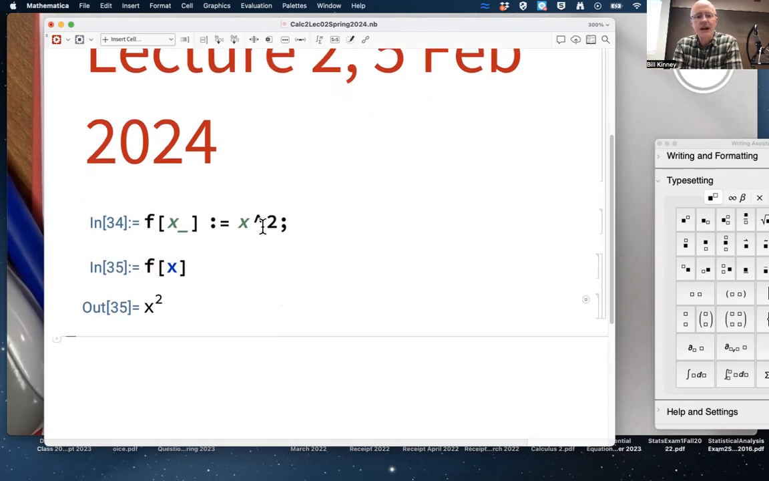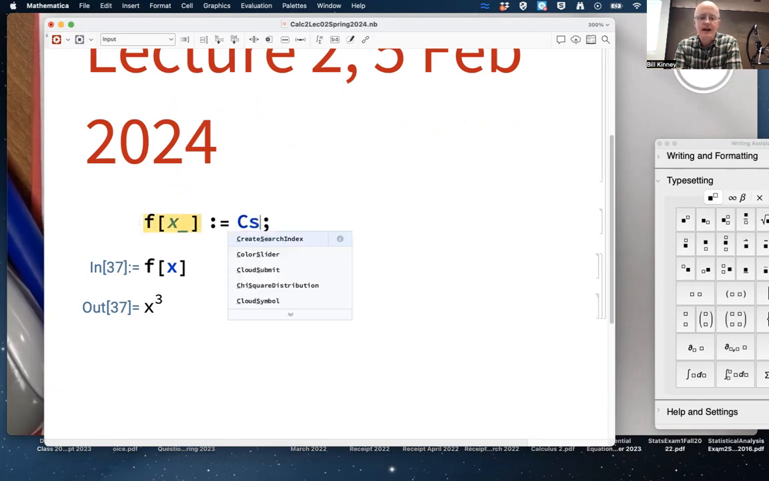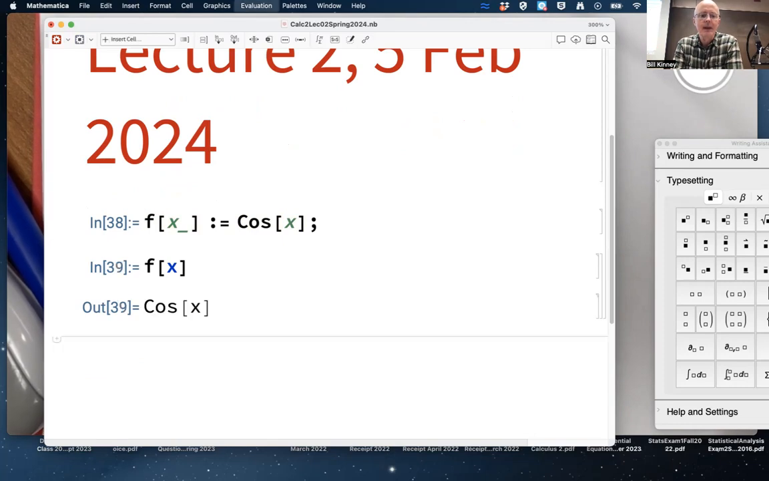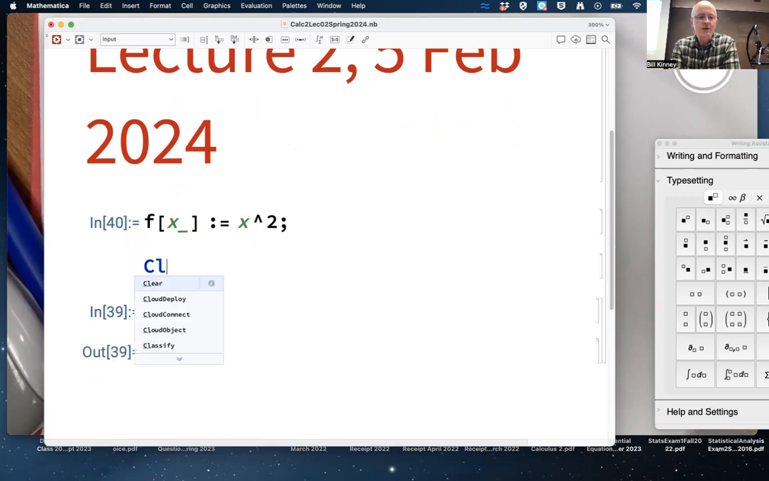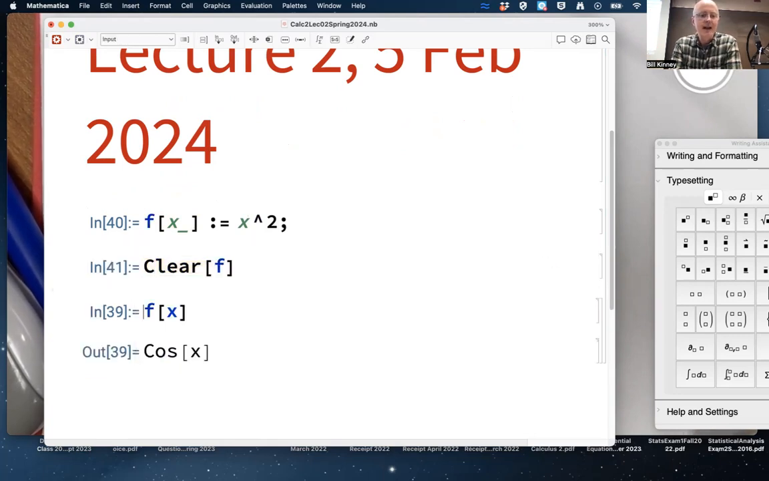I can change the function. I can change it to x cubed, re-enter it, and I get a new function, x cubed. Or cosine of x. The memory gets updated, even though it's in the same spot. I can also clear the function. I can type Clear f, and then nothing is stored. But I want that function there, so I'm going to re-enter it, and now it's in there.